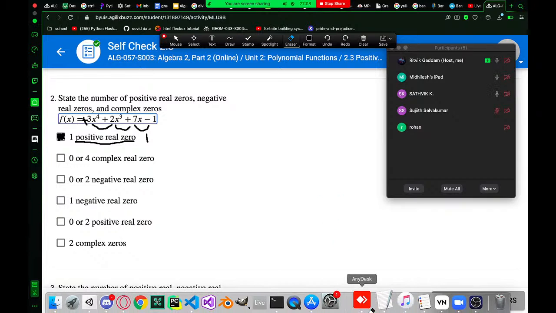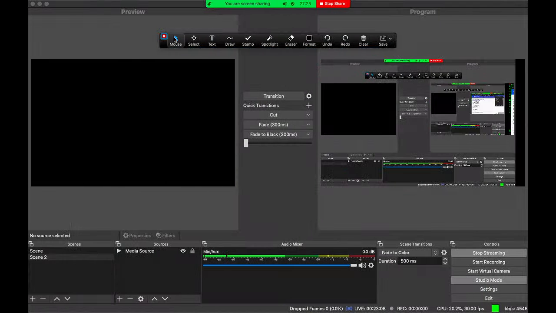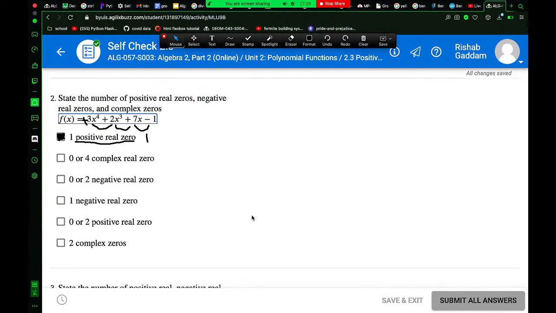Rishabh, I have a question. On the graph that you drew, whatever line or something has to touch the x-axis to get zeros, right? Yeah. Okay, thank you.